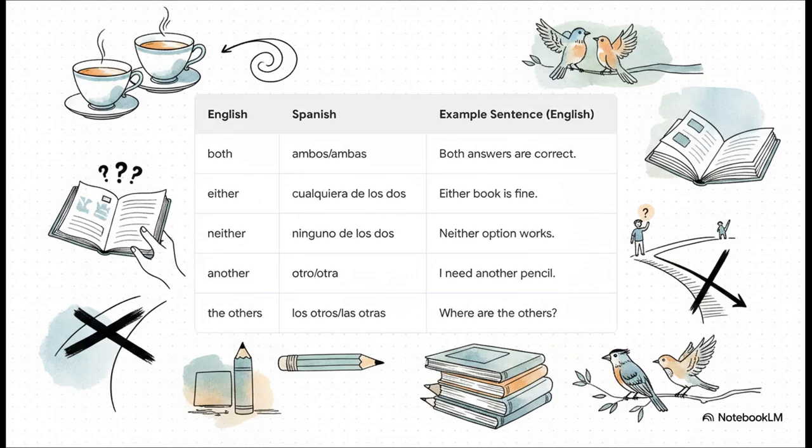Both means you want the two things available. Either means one or the other is okay with you. And neither means you don't want the first one and you don't want the second one. Then, of course, you have another for when you want one more, and the others to talk about the rest of the things in a group.